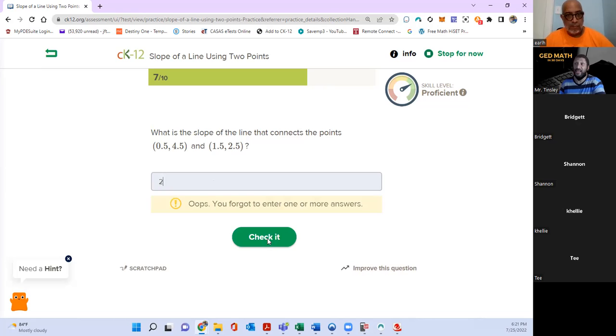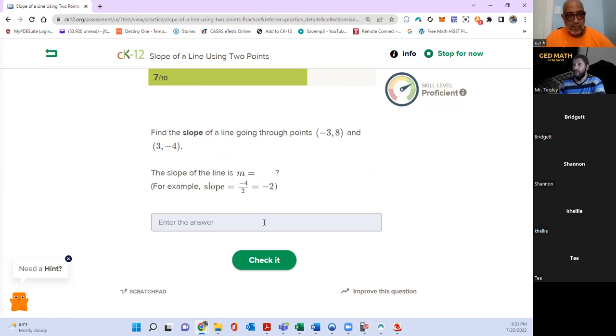But it's still the same exact way. There we go. Find the slope of the line that goes through (-3, 8) and (3, -4). The slope of the line M is equal to what? And again, I'm gonna set the timer for 3 minutes. And send me your answer in the chat.